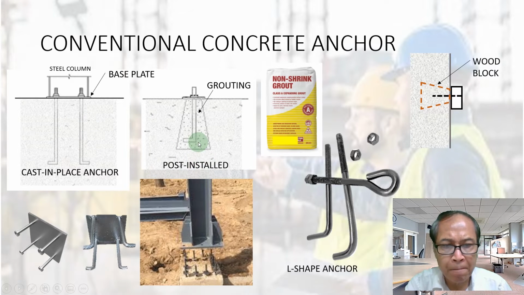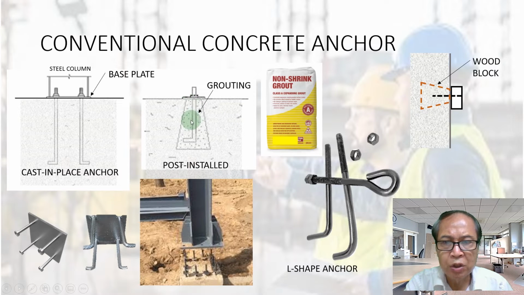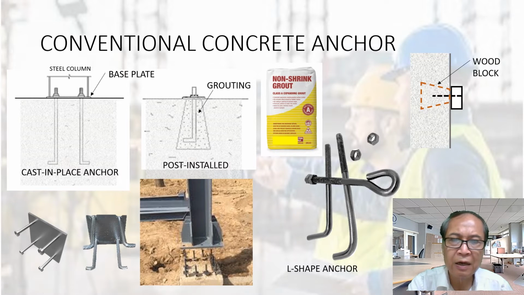Another type of anchor is post installed. That means the concrete is already set, and then you drill a hole and pour the grouting to fix the steel anchor. They call it post installed. Long string grout: common cement and plaster cannot be used as grouting because it shrinks. Long string grout actually has a little bit of expansion, I think about 1% expansion.